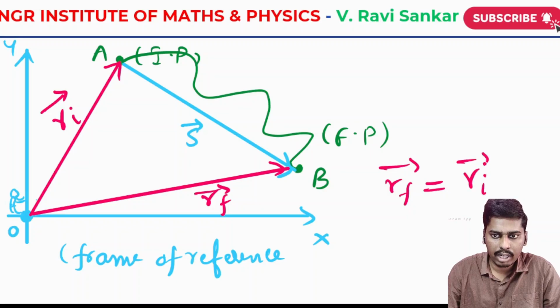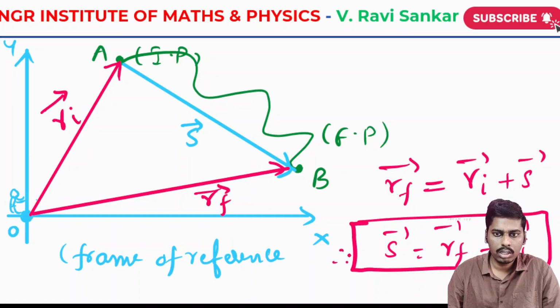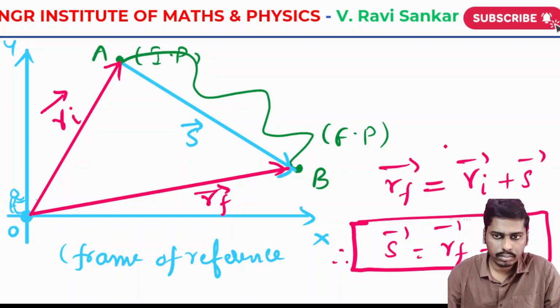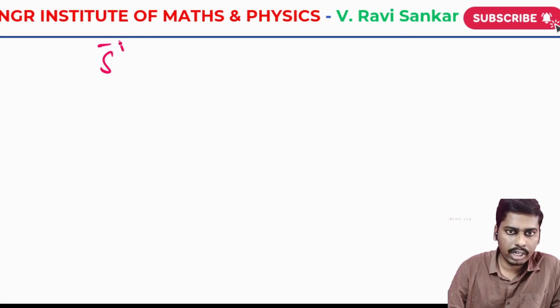R final vector must be equal to R initial vector plus S vector. If I find the S vector, it is R final vector minus R initial vector. I will write over here, S vector is nothing but R final vector minus R initial vector.